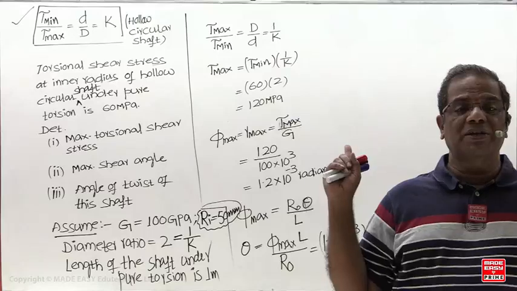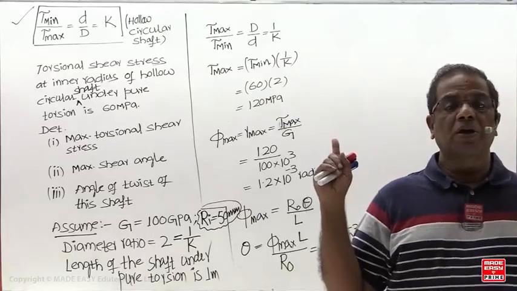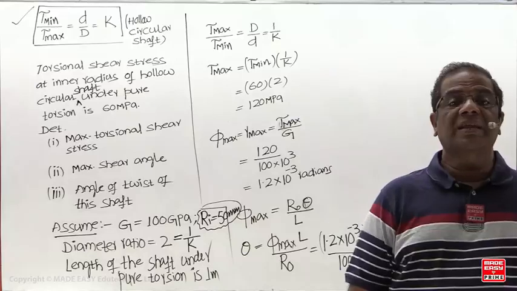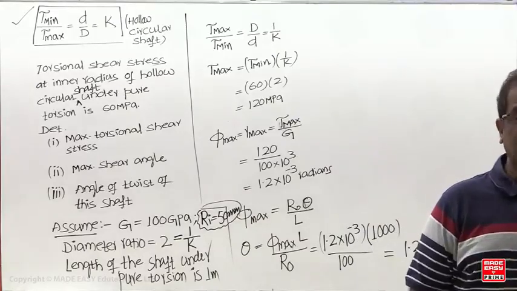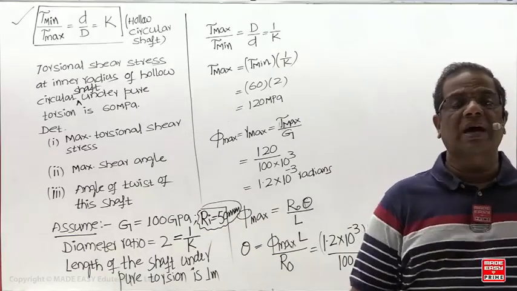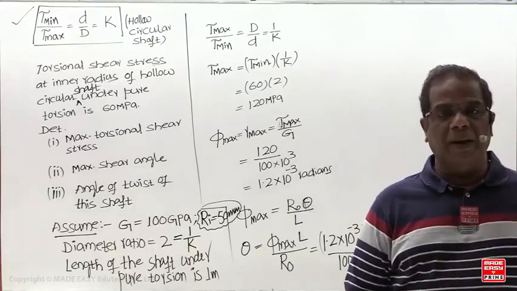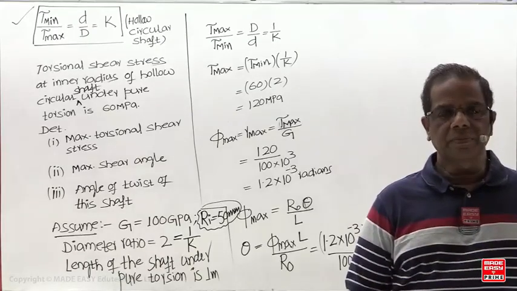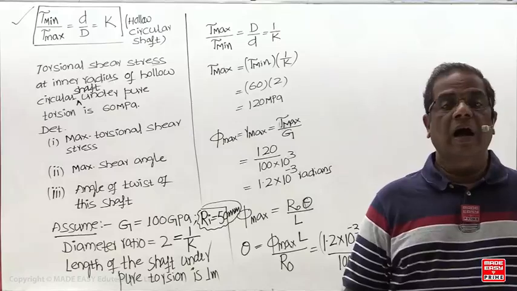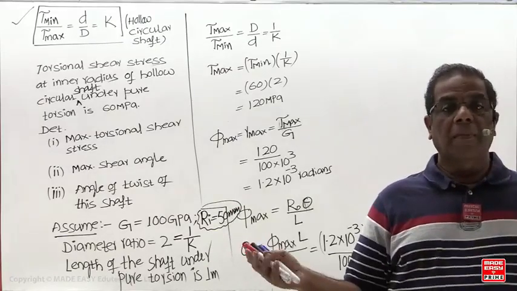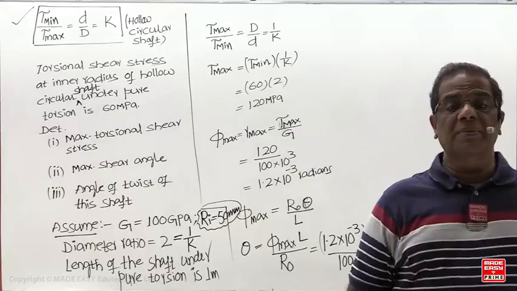That's why I clearly mentioned yesterday, you have to use T by Zp when torque is given. G R theta by L, you have to use when theta is given. In this question torque is given, so it is better to use T by Zp, that is 16T by pi d cube. Sir, I want to use G R theta by L, sir. You can use it, but the chance of committing mistakes is more.